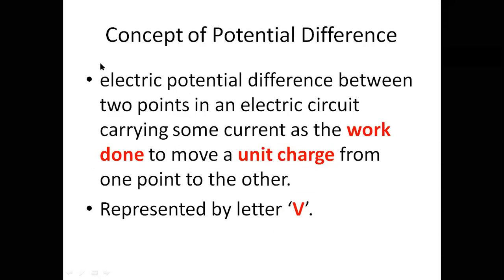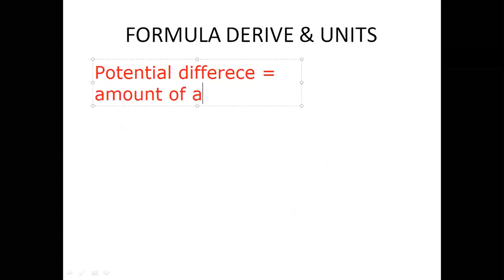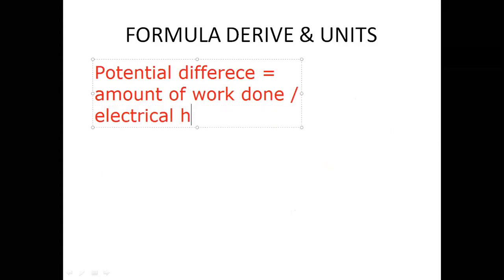Okay, chalo. Now we will move to the next one. We have to derive units, like the formula for potential difference that we should know. So chalo, we will start. Our definition which we gave was that potential difference is nothing but the amount of work done to move a charge, divided by electrical charge. So that is according to our definition, amount of work done divided by electrical charge.